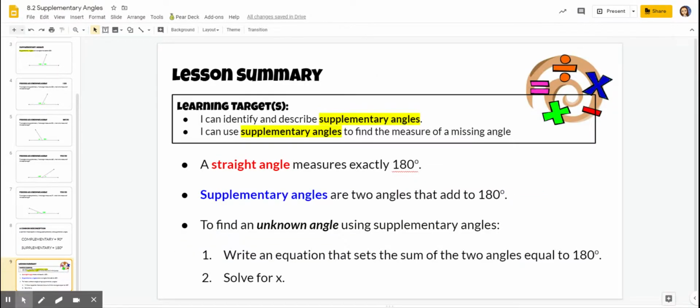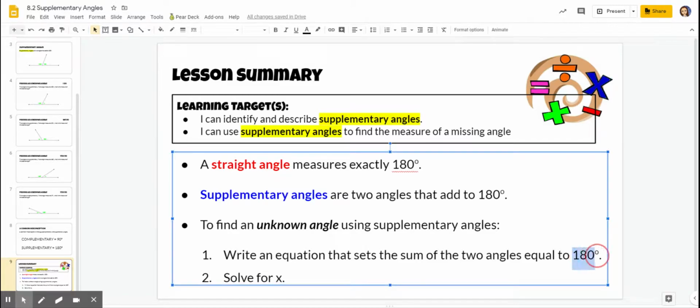Before I leave you, I just want to do a quick review of what we talked about today. So we had 2 learning targets, and we went through some learning with supplementary angles. The first thing we talked about was that review that a straight angle measures exactly 180. Supplementary angles are 2 angles that add up to 180. And then, similar to when we worked with complementary angles, to find that missing angle, we're setting up an equation. Only today we set up our equation to equal 180 because supplementary angles equal 180 degrees. Okay, so we write our equation, we solve for x.